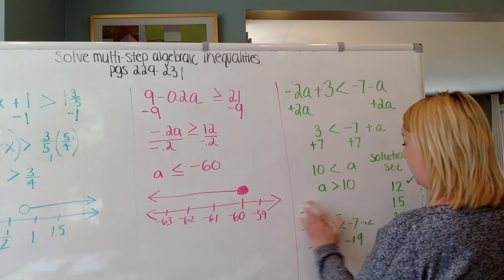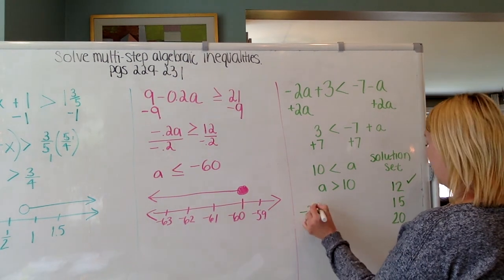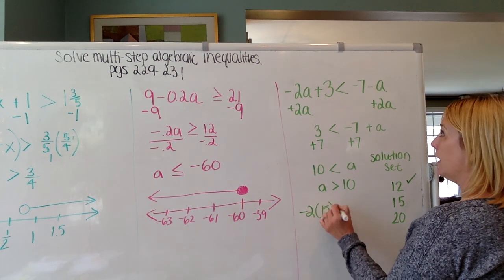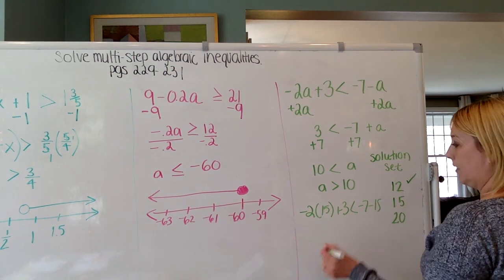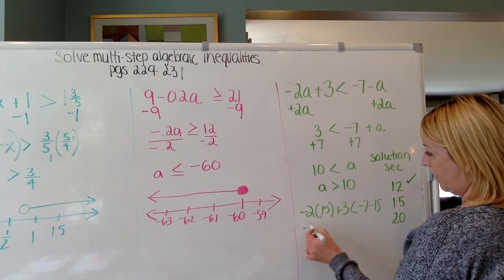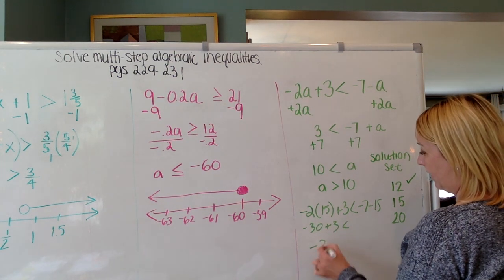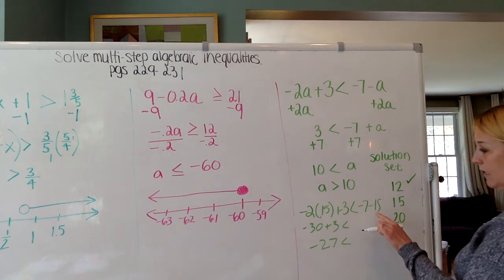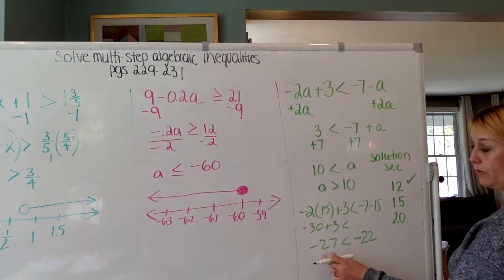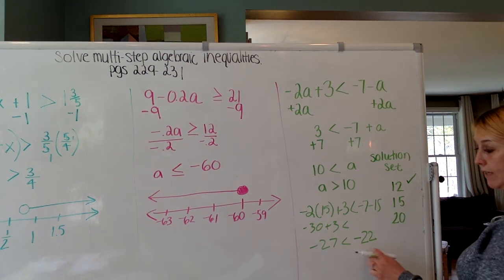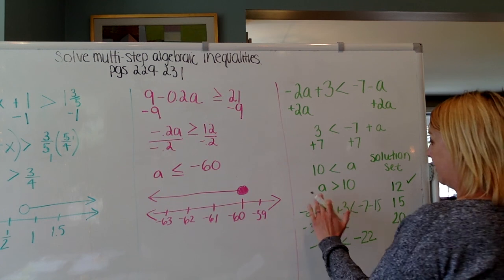All right, let's try another one. Negative 2 times 15 plus 3 is less than negative 7 minus 15. So this is negative 30 plus 3, which is negative 27, is less than, and then this is negative 22. And that's true. Negative 27 is less than negative 22. Negative 22 is greater than negative 27.